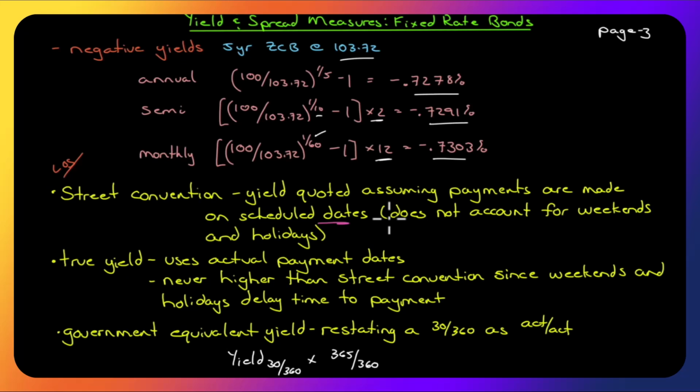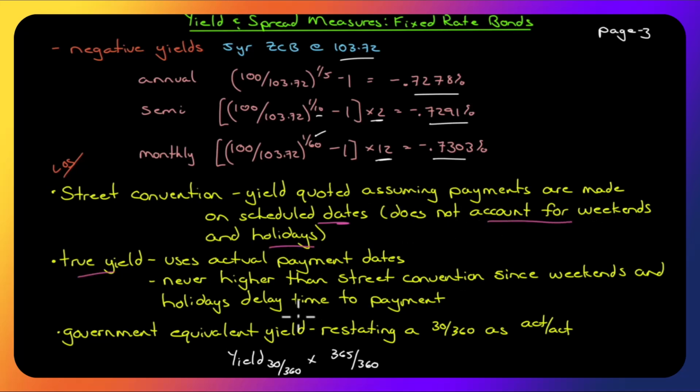What happens if a payment date is December 25th? Nothing's open December 25th. It's Christmas. You'll actually receive your payment on the 26th. And if you're in the UK and Canada, you'll actually get it on the 27th. So you get your payment later. So the street convention yield does not account for weekends and holidays.